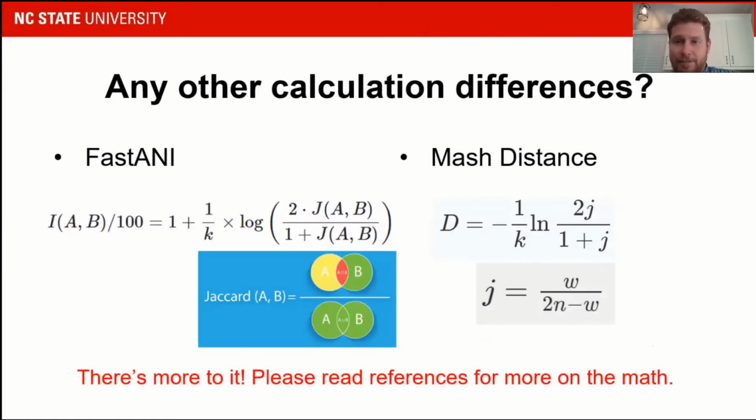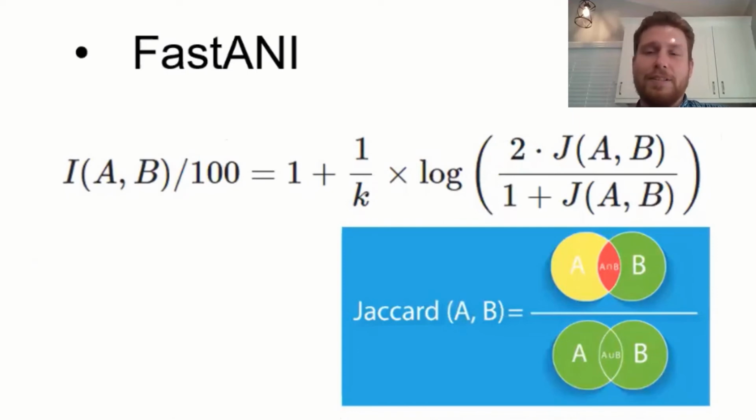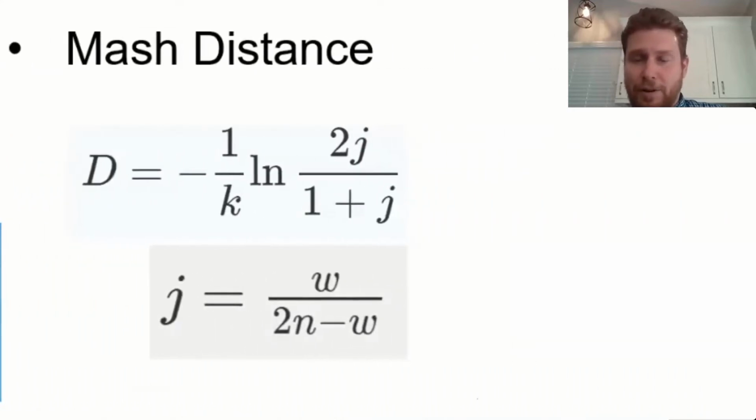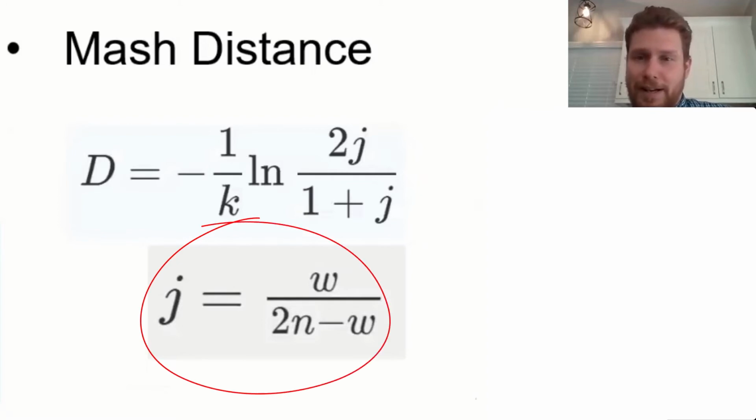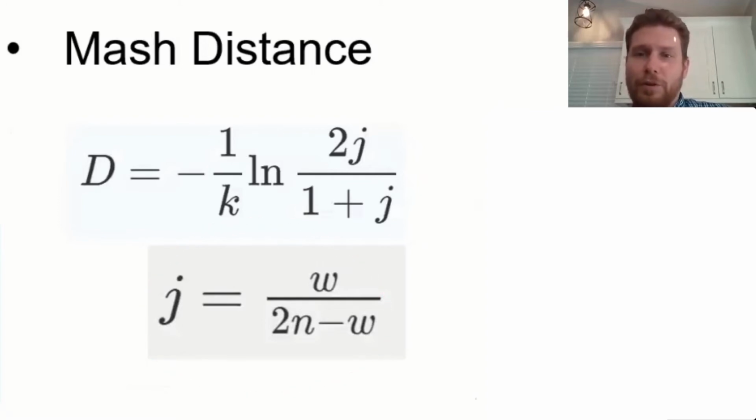Any other calculation differences? Yes, FastANI uses the Jaccard index, or intersection over union of hashes, whereas MASH uses an estimation of the index by incorporating N, the average number of hashes for 2 genomes. Look at the bottom right corner of the slide. W is the total number of hashes for 2 genomes being compared. So if the 2 genomes were the same, N and W both could be 100.